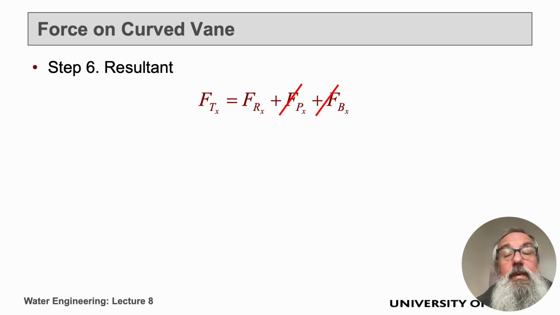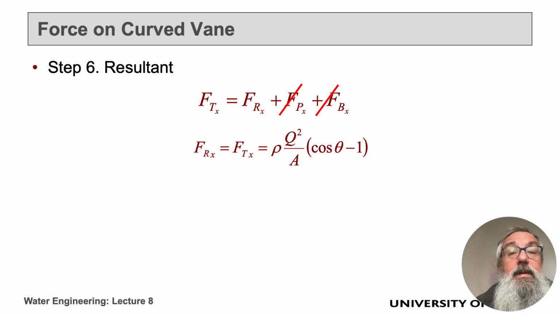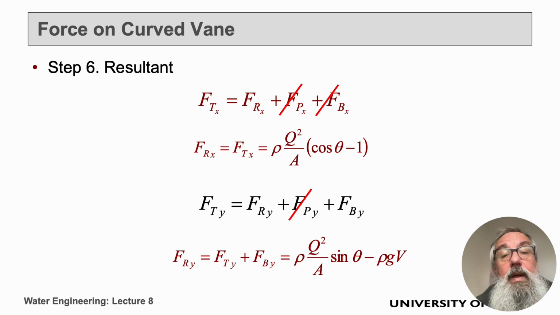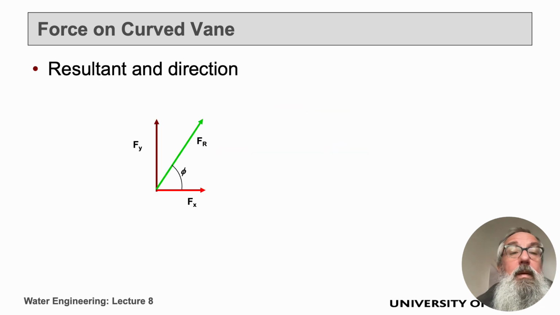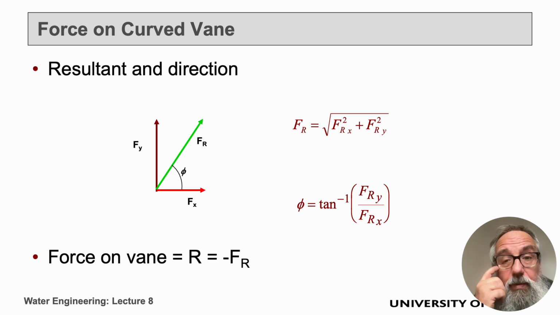Resultant force then: total force equals resultant force plus pressure force plus body force. The pressure force and body force are 0 in the x direction, so we get the resultant force in the x direction to be that. In the y equation, if we're going to include body force, we have that, we don't cancel that, we calculate this force in the y direction. As usual, we do Pythagoras and trigonometry to find out the resultant forces. So that was an example without any numbers.